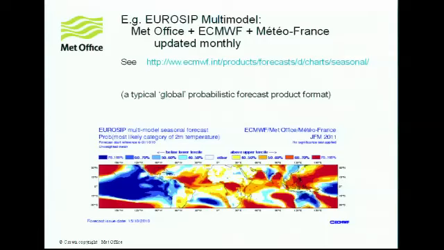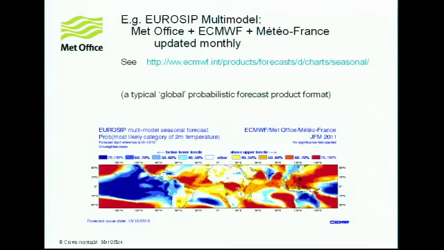Here's one example. As I said, this is an operational multi-model. It's been running for 3 or 4 years now, which is the Met Office and the European Centre in Reading and Météo France all run their operational seasonal forecast models in some sort of synchronization, and there's an operational production now of the forecasts from those. You can see them on the internet.